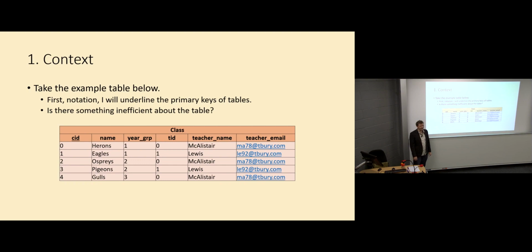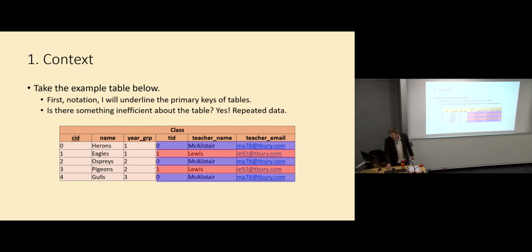Yes? I heard a yes. Who thinks there's something inefficient? Yeah? What's inefficient? Good, yeah, we're repeating the teacher's details every time the teacher occurs, yeah? So every time we're repeating this teacher ID, you're actually repeating the name and the email address as well. That takes up room, that takes up storage, and ultimately it makes our queries run slower.